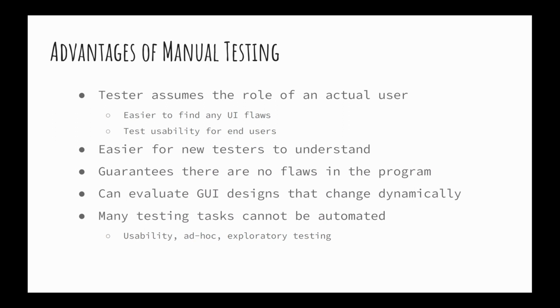Advantages of manual testing are that the tester assumes the role of an actual user. It's easier to find any UI flaws, and you can test usability for the end users. It's easier for new testers to understand. Sometimes the software can be complicated, and so for new testers, manual testing is typically what they start with. It also guarantees there are no flaws in the program, like I said earlier. It can evaluate GUI designs that change dynamically, and many testing tasks cannot be automated. Like I said, with automated testing, there are a lot of portions of a system you can't test, such as usability, ad hoc, and exploratory testing.